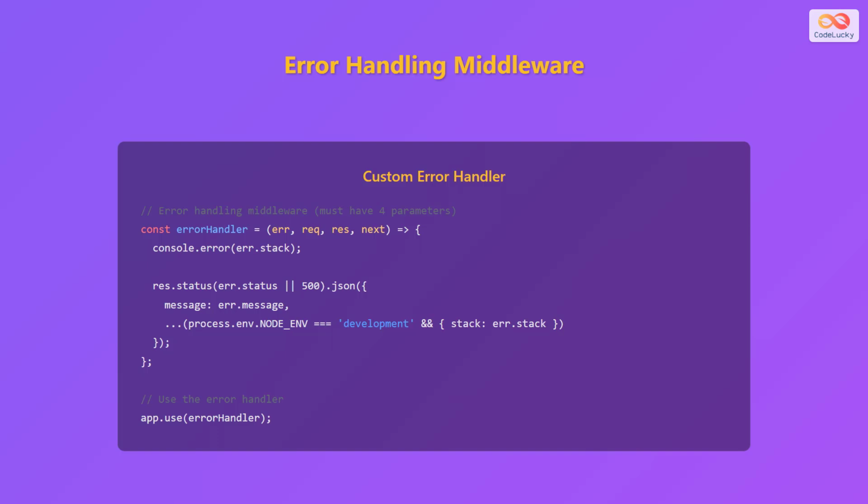First, define the error handling middleware function. Notice that it has 4 parameters: error, request, response, and next. Inside the middleware, you can log the error stack trace for debugging purposes. Then you send a JSON response with an error message and status code. In a development environment, you might also include the stack trace in the response for more detailed debugging information. Finally, you register the error handling middleware with app.use. This ensures that it will be used to handle any errors that occur in your application.